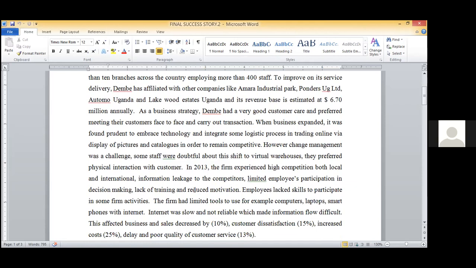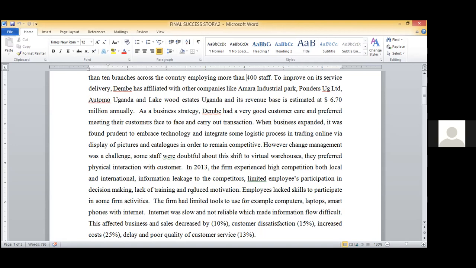When business expanded, it was found prudent to embrace technology and integrate some logistics processing, trading online via display of pictures and catalogs in order to remain competitive. However, change management was a challenge. Some staff were doubtful about this shift to virtual warehouses. They preferred physical interaction with customers.